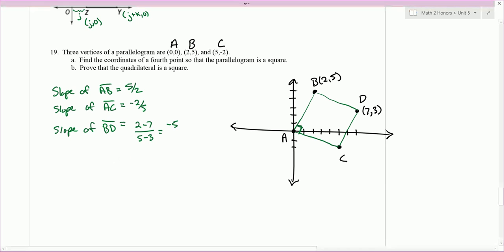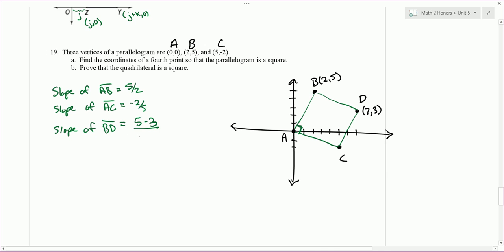Sorry, I did this wrong. Let me fix that. I said it right, but wrote it wrong. So y minus y, so that would be 5 minus 3, and then over 2 minus 7, which is negative 2, over negative 5, or positive 2/5.